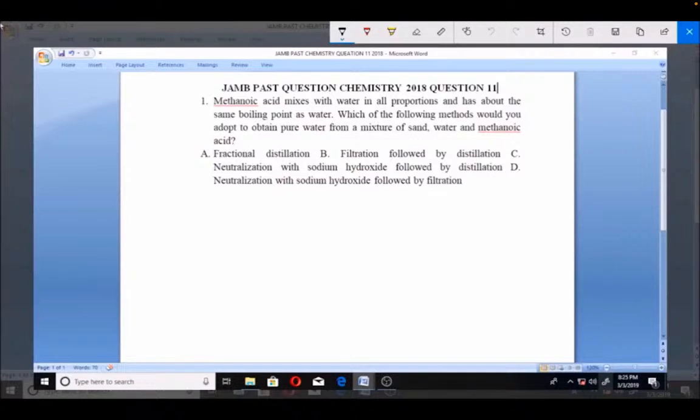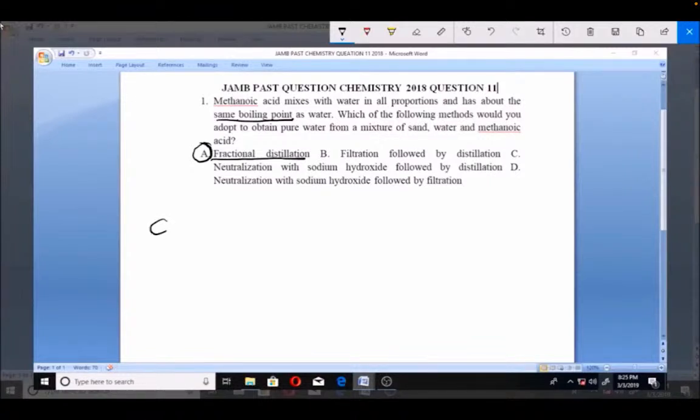Now, whenever you see a separation process in which the constituents have the same boiling point, the most ideal method for separation is fractional distillation. Very, very important. So this alone makes this the right answer. Whenever they have very similar boiling points, that is what you use.